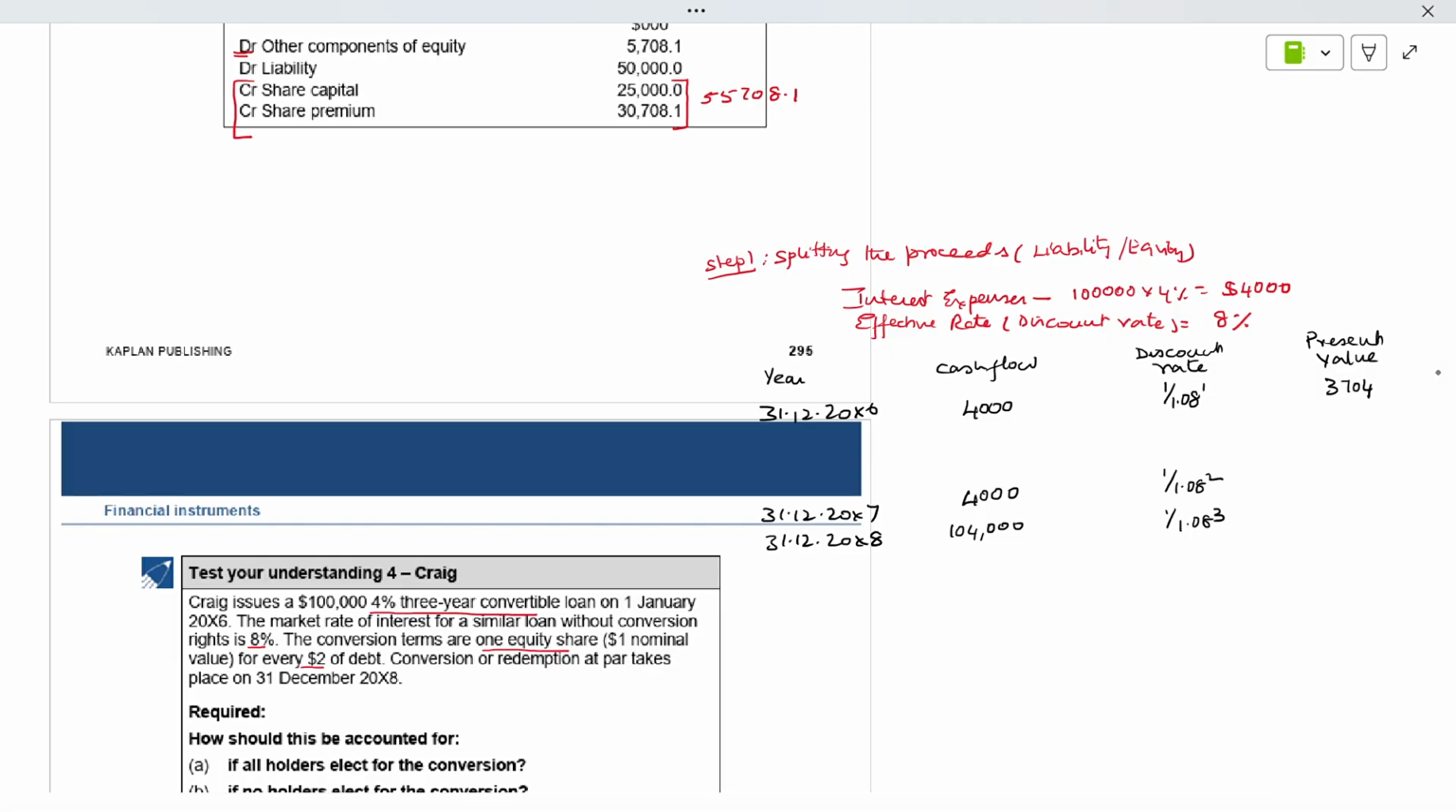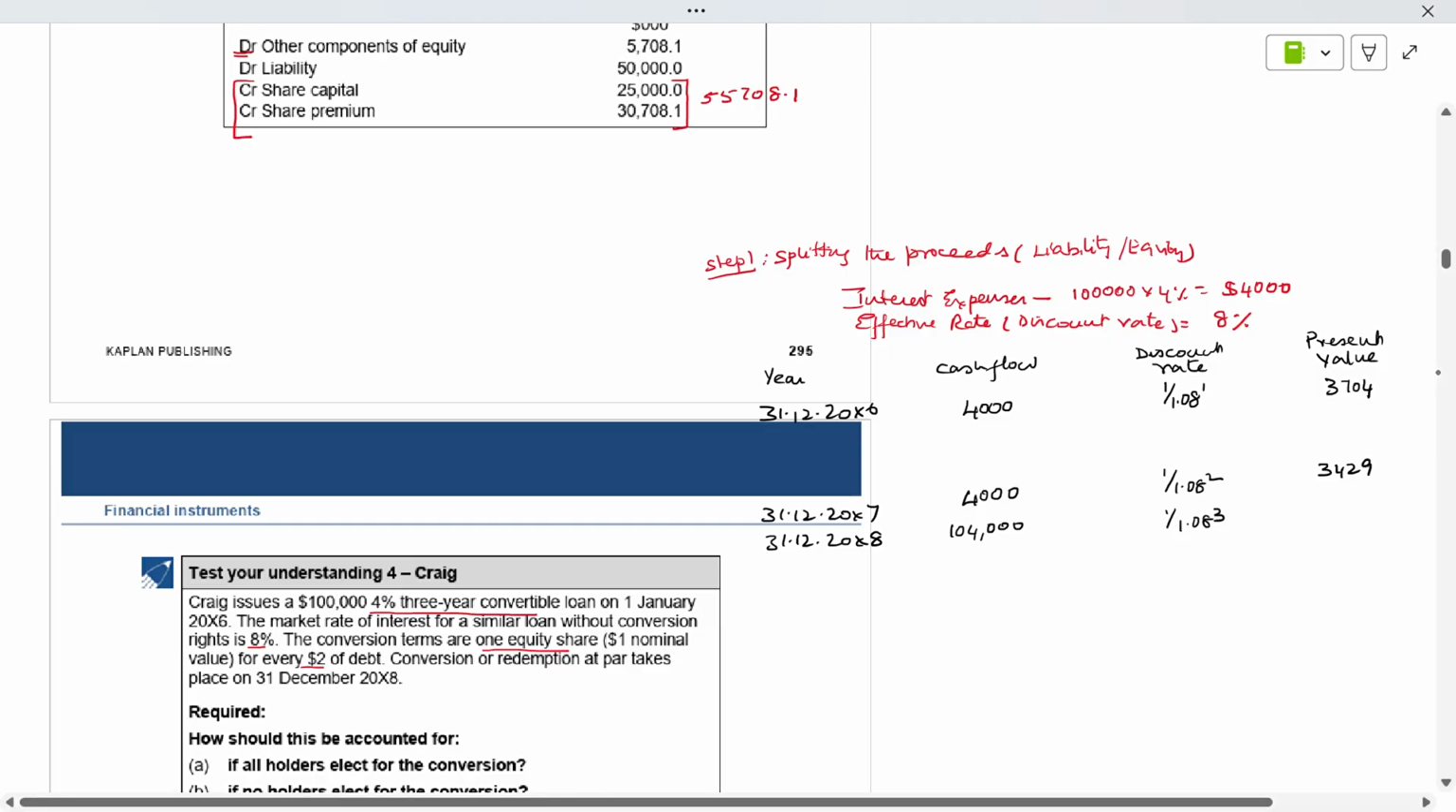Check very quick. Divided by 1.08, it is 3429.35, is that 3429? Next, 104 divided by 1.08 to the power of 3. It comes to how much? 82,558. Are you clear about this?